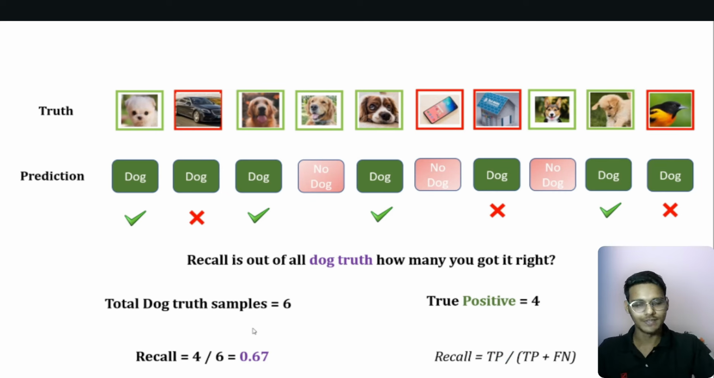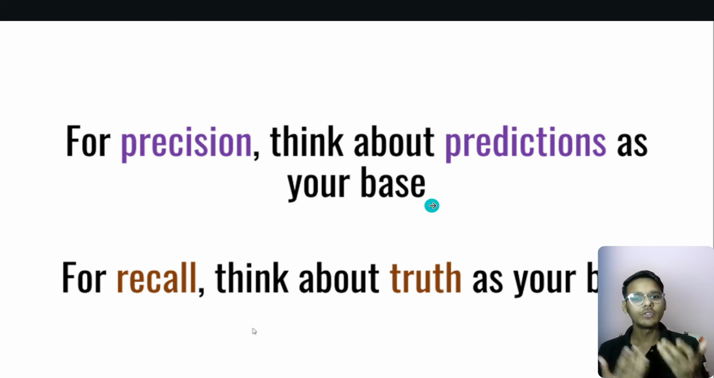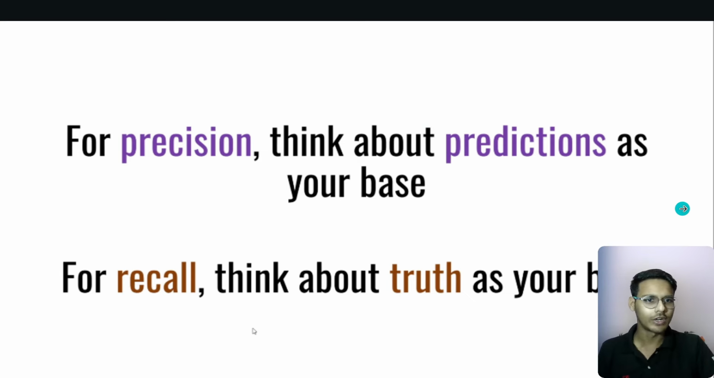That is very simple, guys. And we'll be seeing in the code, you don't need to actually manually write things and calculate this. No, we are the machine learning experts and we are very much intellectual. We'll do things very easily. Okay, so for precision, think about the predictions as your base, and for recall, think about the truth as your base. Okay, I hope you got this.